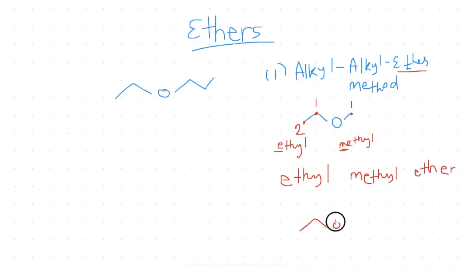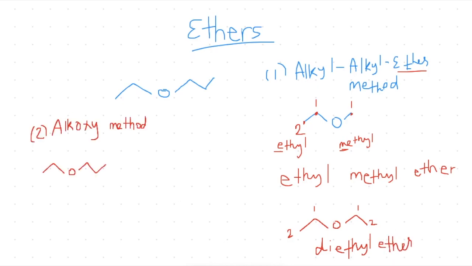What if we have something that has 2 of the same groups on both sides? This is an ethyl group on both sides here. So instead of writing ethyl ether, we put a di to indicate that there's 2 of the same groups. This is a diethyl ether.